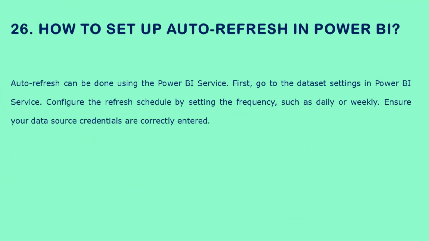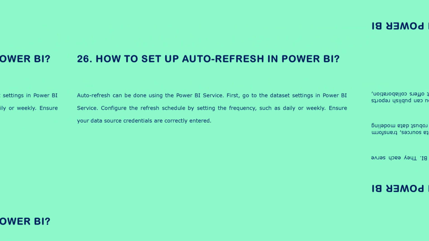How to set up auto-refresh in Power BI. Auto-refresh can be done using the Power BI service. First, go to the dataset settings in Power BI service. Configure the refresh schedule by setting the frequency, such as daily or weekly. Ensure your data source credentials are correctly entered.